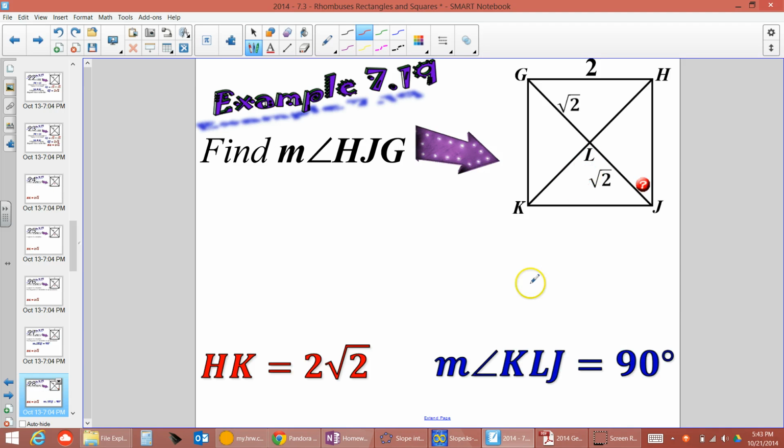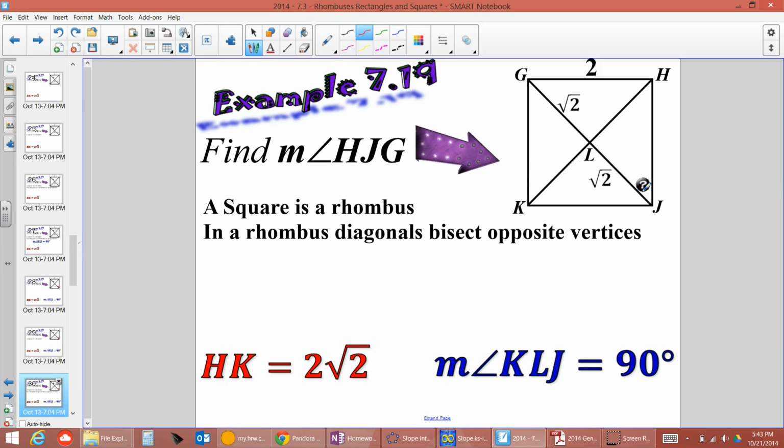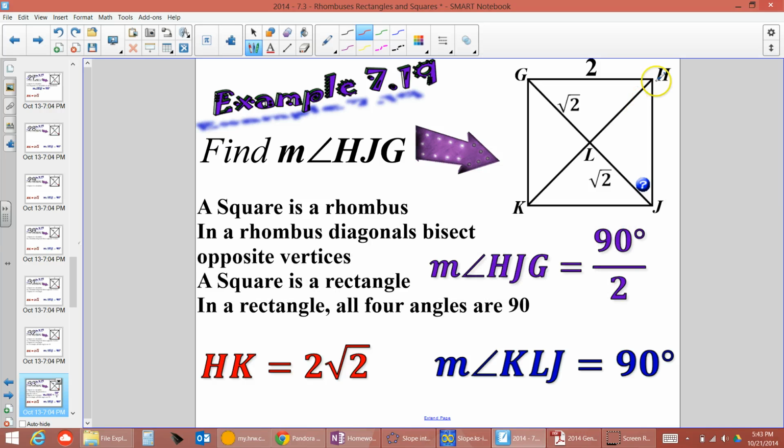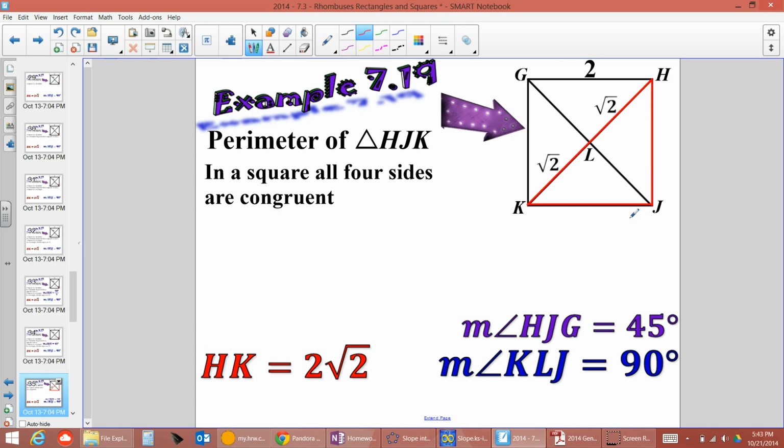Now, if I'm looking for HJG, here's H, here's J, and here's G. This is the angle I'm looking for right here. Now, if I look at this as a rhombus, I know that it bisects opposite vertices. So I know that these two angles here have to be equal to each other. And I also know that a square is a rectangle, so it has to have 90 degrees. So I know that this whole angle here, HJK, is 90 degrees. I know that much. It's a square. I know that the outer angle is 90 degrees. But now I'm also cutting it in half with the diagonal. So I know that it's 45 degrees. Problem solved.